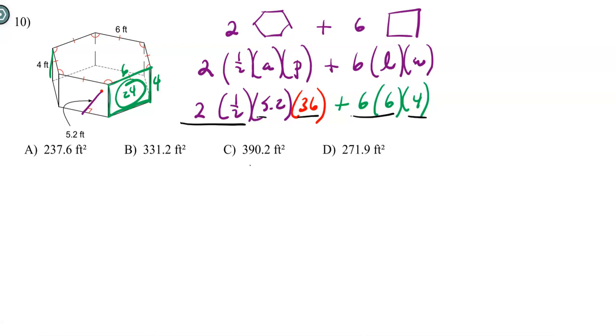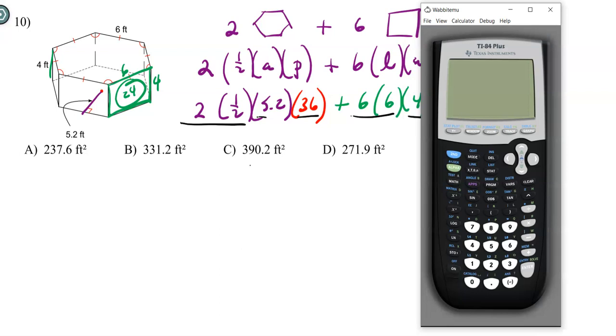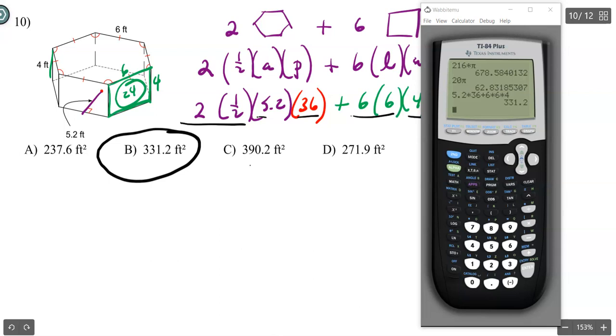I think I made a mistake here on this front piece. So let's go. I guess I'll just cheat and use a calculator. I shouldn't. I'm getting soft during this quarantine. My math isn't quite as sharp. 5.2 times 36. And then we're going to add to that the 6 times 6 times 4. 331.2. Doggone it. Should have been able to do that in my head.